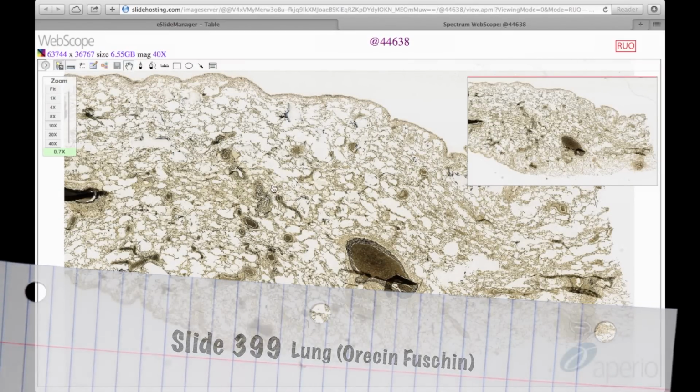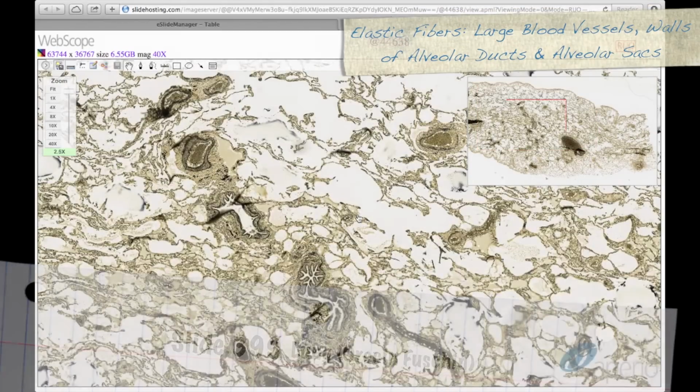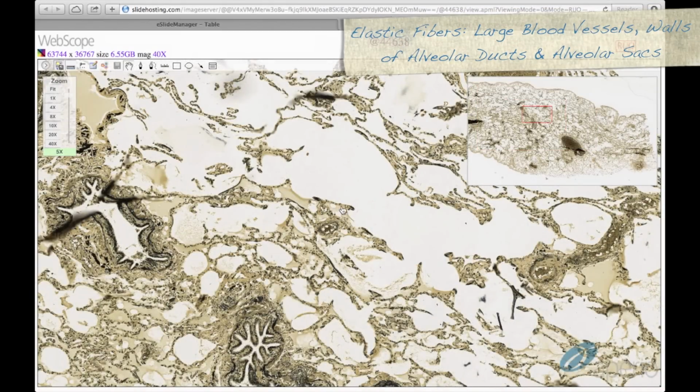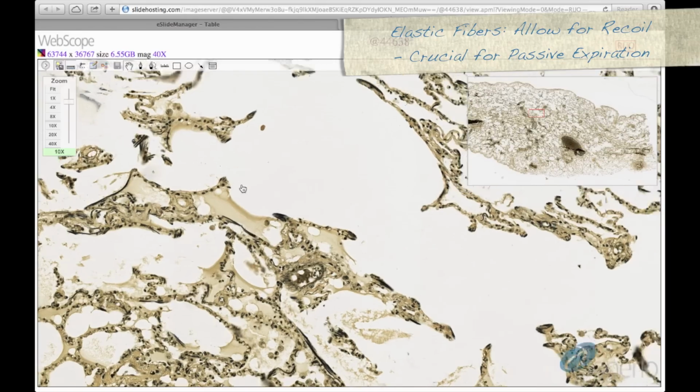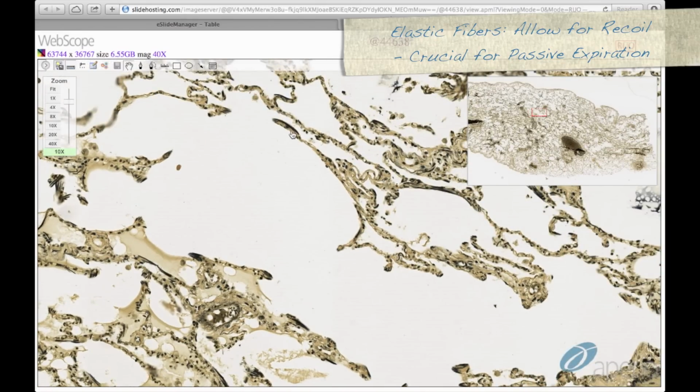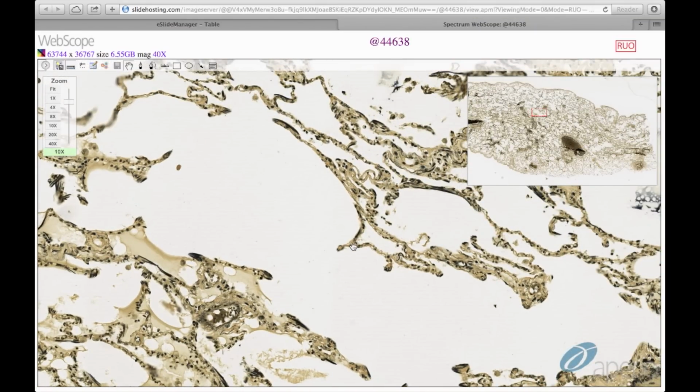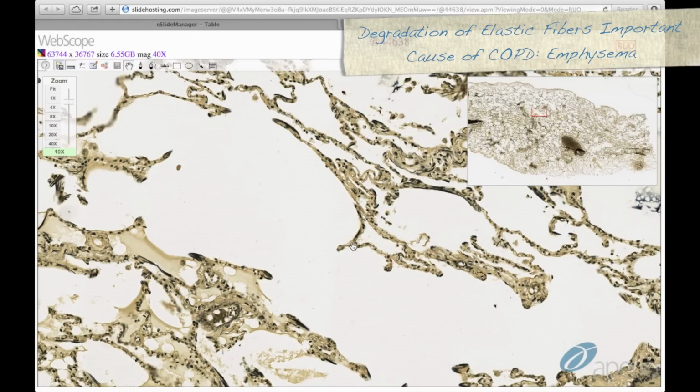Finally, we are looking at slide 399, which is a section of lung with orcein stain. We can see elastic fibers within the large blood vessels, the walls of the alveolar ducts, and the alveolar sacs. Elastic fibers are part of the structural framework of the lungs and provide the elastic recoil, a very important intrinsic function of the lungs necessary for passive expiration. Degradation of these elastic fibers is an important cause of COPD, such as emphysema, which compromises lung function.